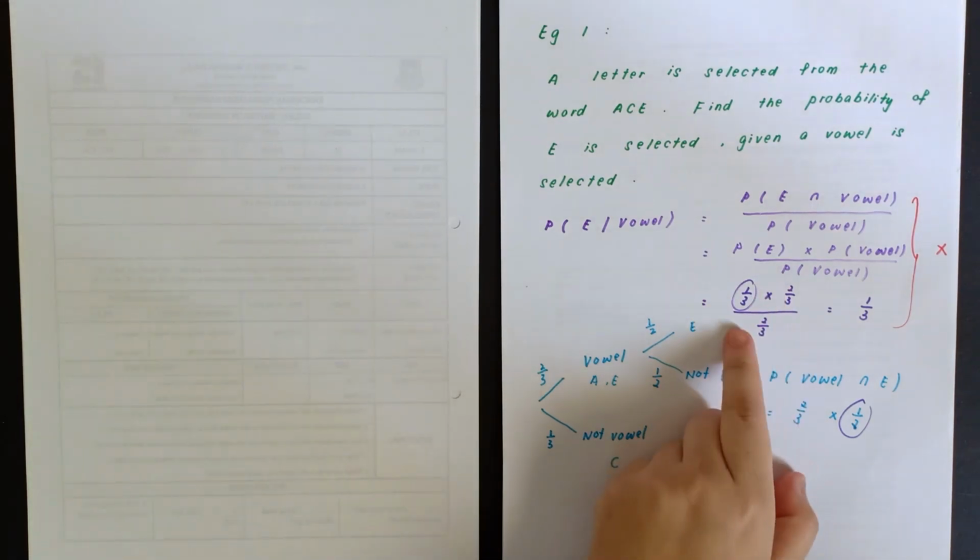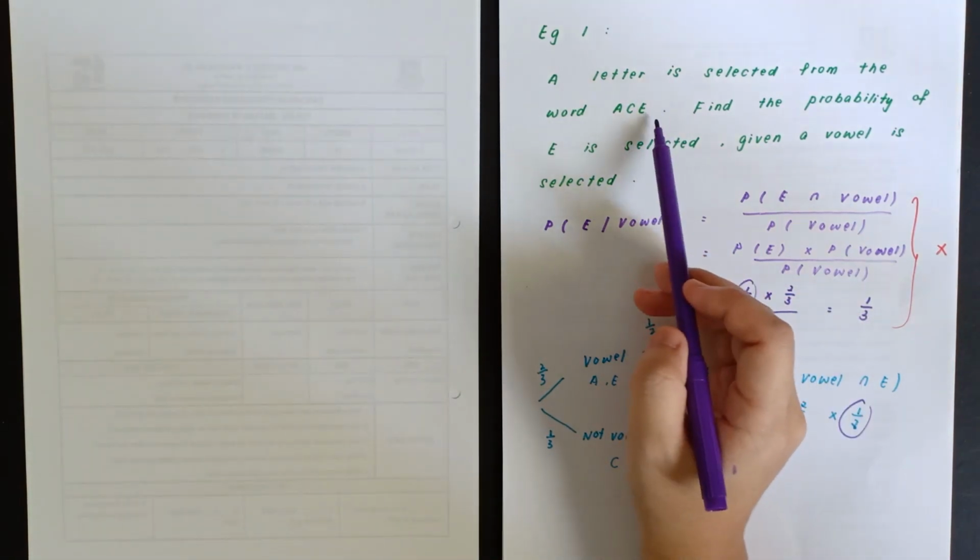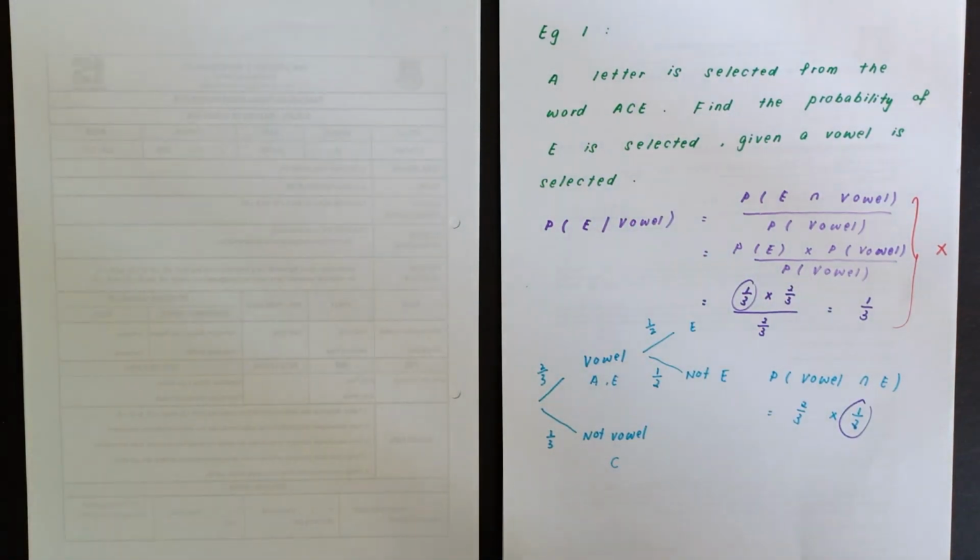Why are you doing so? Because you are looking at the big sample size. So you didn't take into consideration that if you already selected a vowel, the probability for you to get E is not 1 over 3, because you don't have a sample size of 3 anymore. You are only left with A and E.